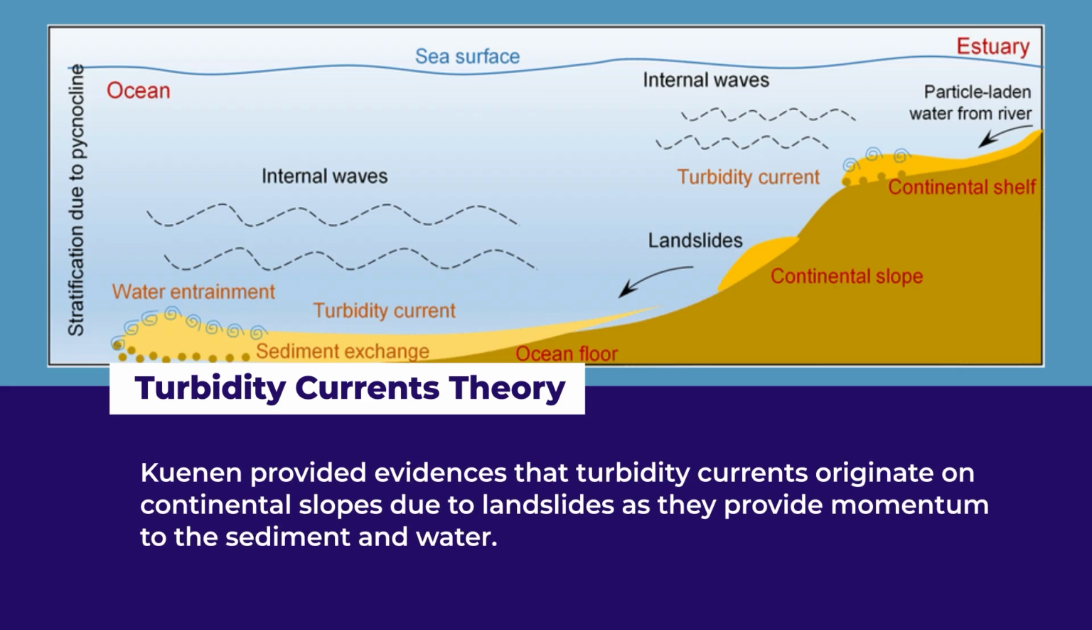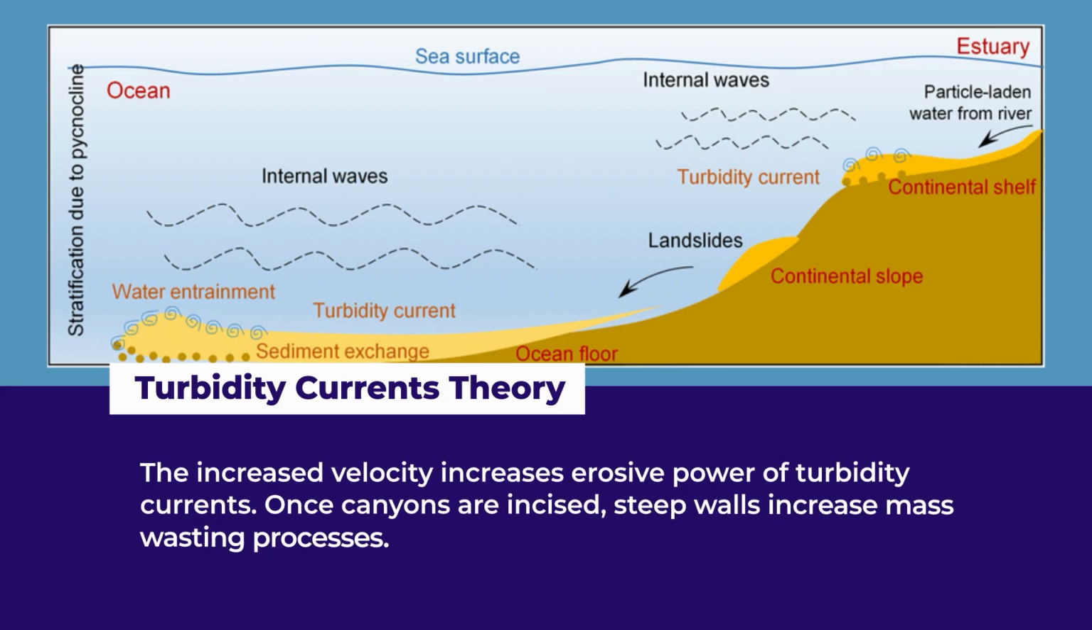Scholar Kuhnen provided evidences that turbidity currents originate on continental slopes due to landslides, as they provide momentum to the sediment and water. The increased velocity increases erosive power of turbidity currents. Once canyons are incised, steep walls increase mass wasting processes.